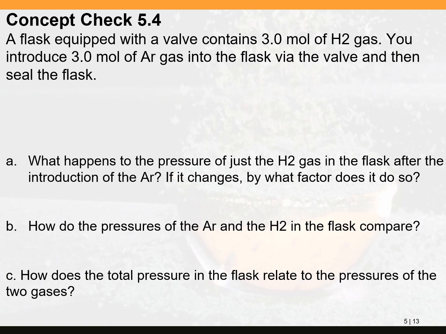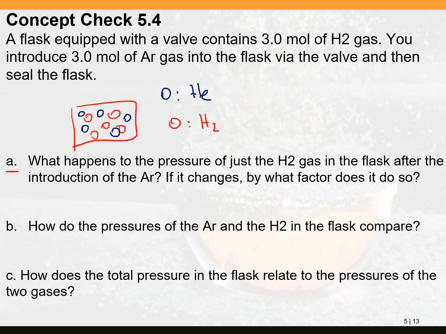Let's do a conceptual question now. Imagine we have a flask. Let's draw that flask like a box with hydrogen gas. And then to this gas, we introduce 3 moles of argon gas, the same number of moles. I'm going to draw also 5 molecules. So here's the question. Blue being argon, red being hydrogen. What happens to the pressure of the hydrogen gas after the introduction of argon?